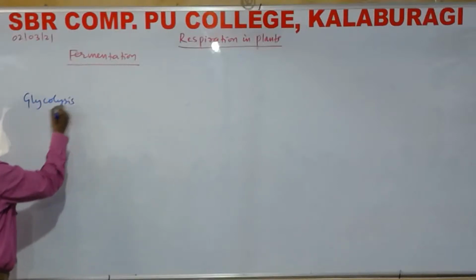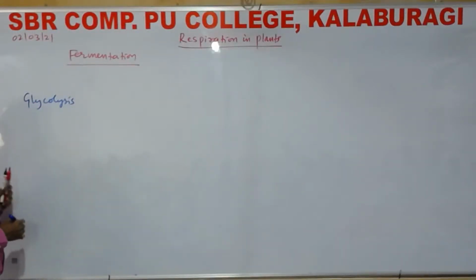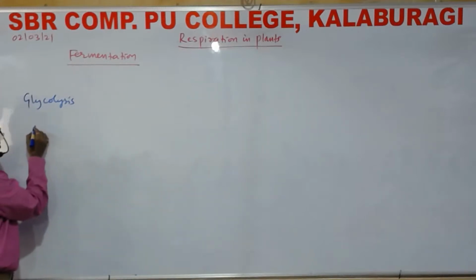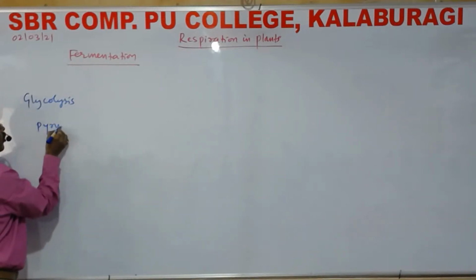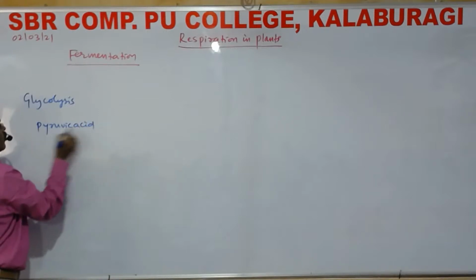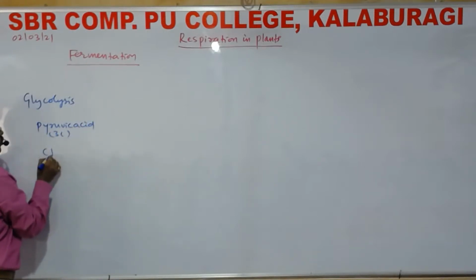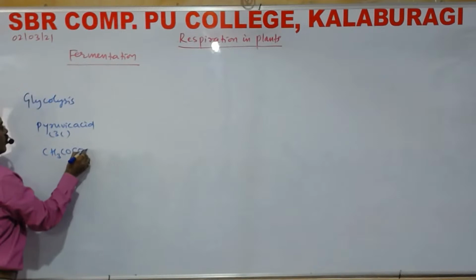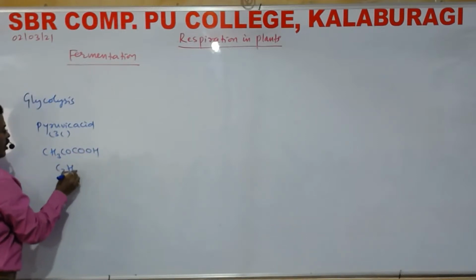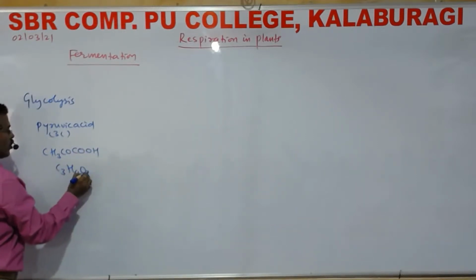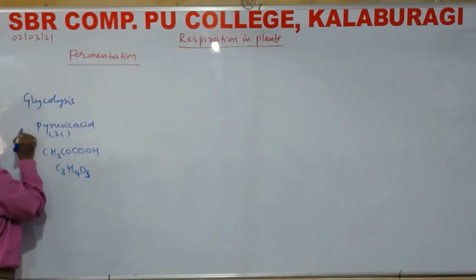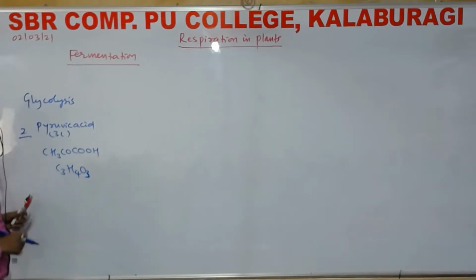Okay. Glycolysis has resulted in the formation of the pyruvic acid molecule. So a 3 carbon compound, CH3COCOOH, C3H4O3. Okay, this is pyruvic acid. 2 molecules we have got.